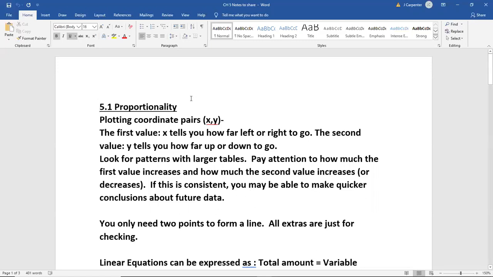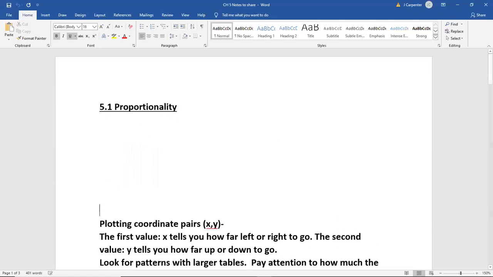Now, before we go into any of this stuff, I need you to understand the difference of a line and a curve, because the average person seems to think that a curve is a line and a line is a curve, or vice versa, something like that.